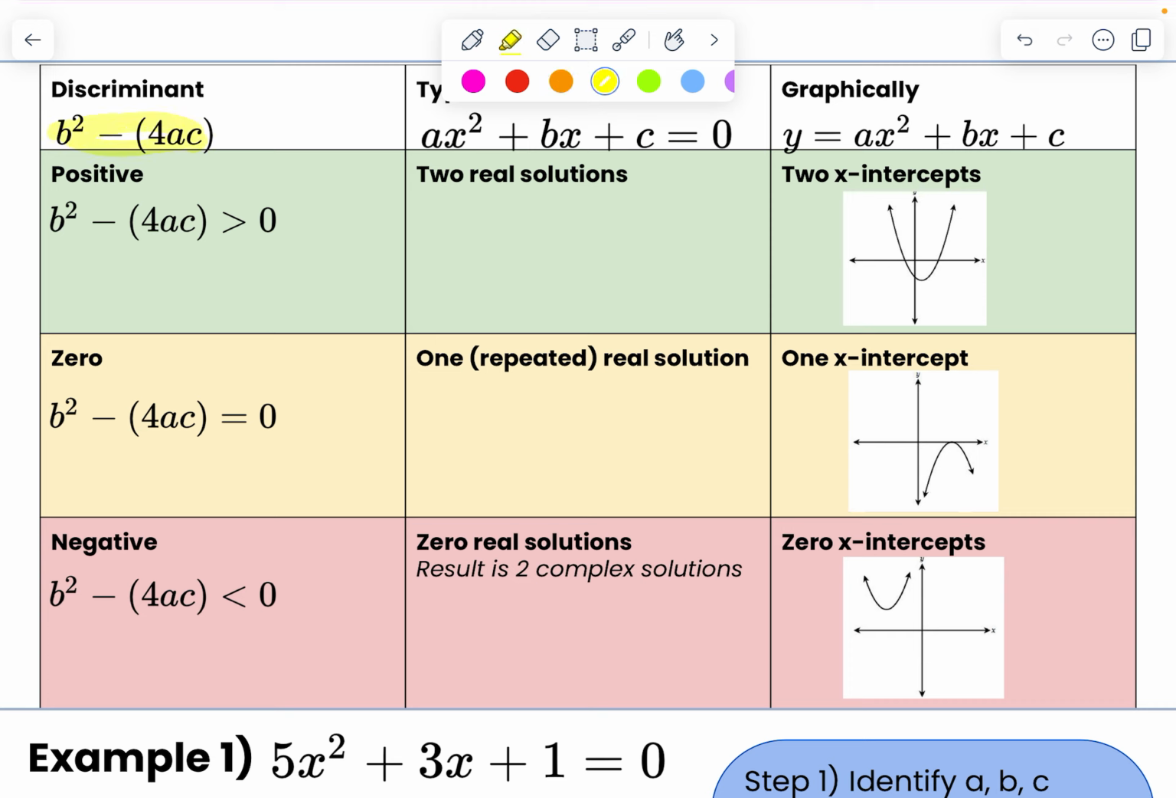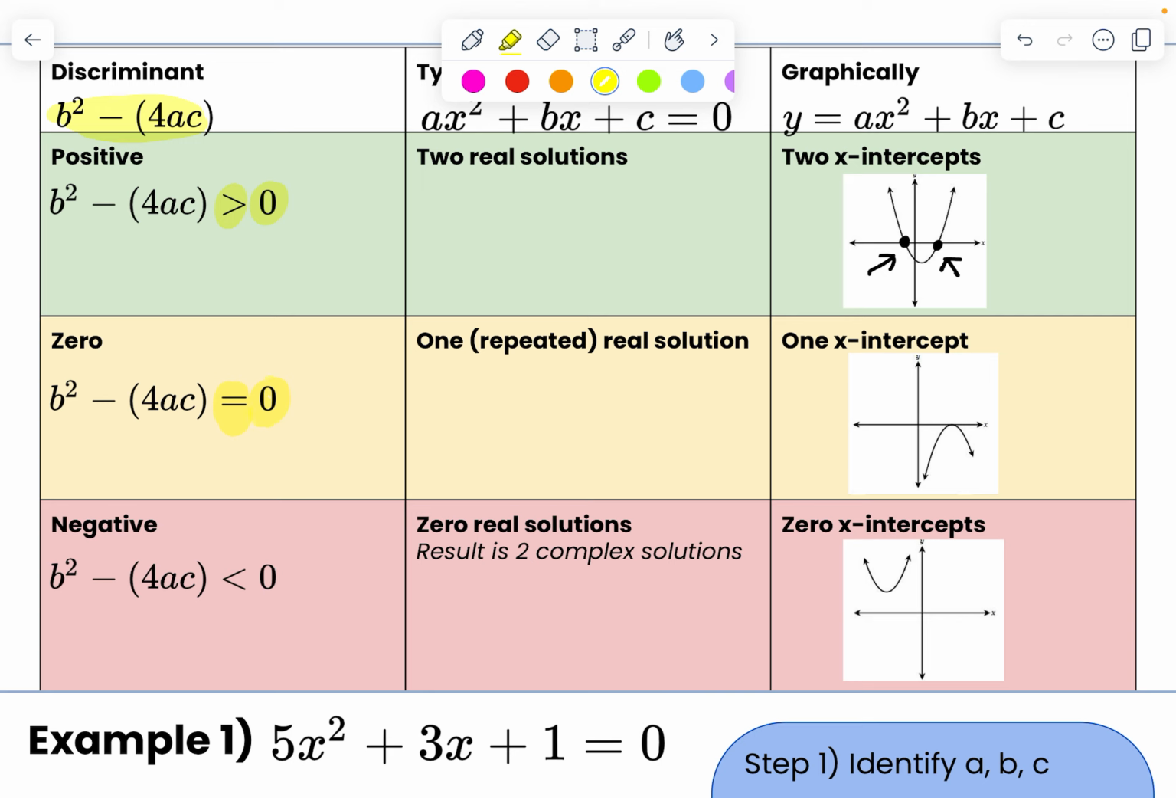If we have a discriminant that is larger than 0, it's a positive number, right? That means we're going to have 2 real solutions, right? So you can see the picture on the left. Here's a solution over here. Here's a solution over here, right? We're going to end up with 2 x-intercepts. If our discriminant is equal to 0, right, that means we're only going to have 1 real solution. And you can see that in our picture, that's right here. 1 solution, right?